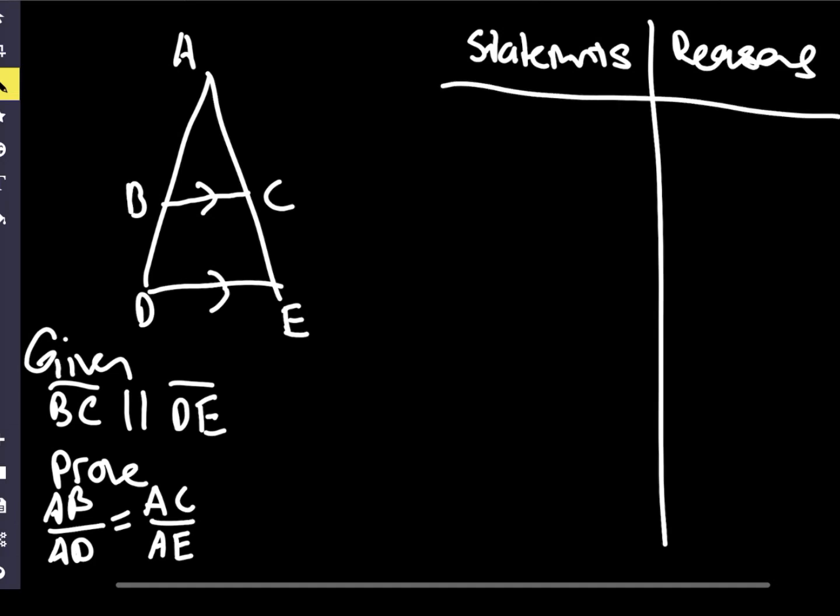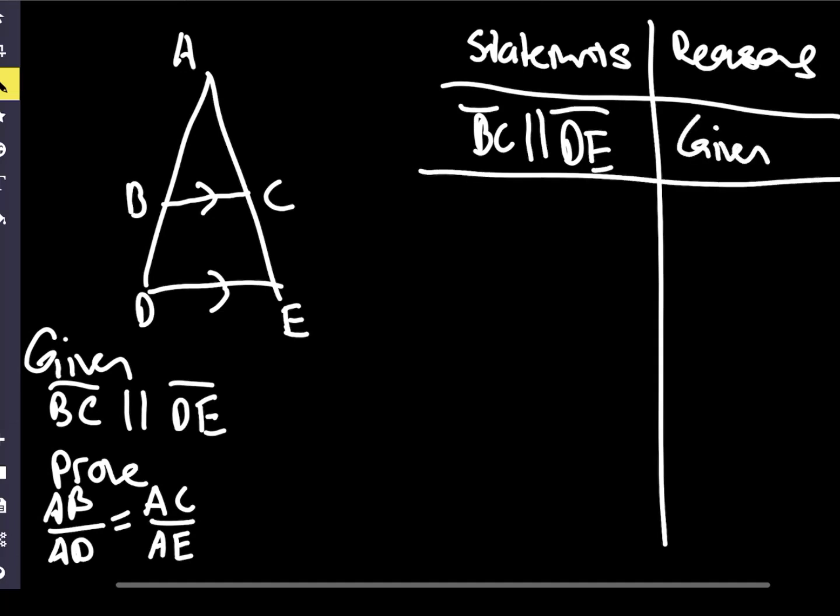Given that BC is parallel to DE, prove that AB, so this part divided by this whole part, is equal to this part divided by this part. Now, obviously, you already know what to do at this point. Write out your given, okay? Now, let's start to plan this out, okay?